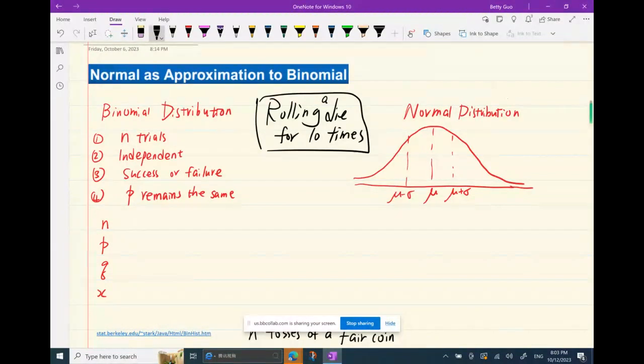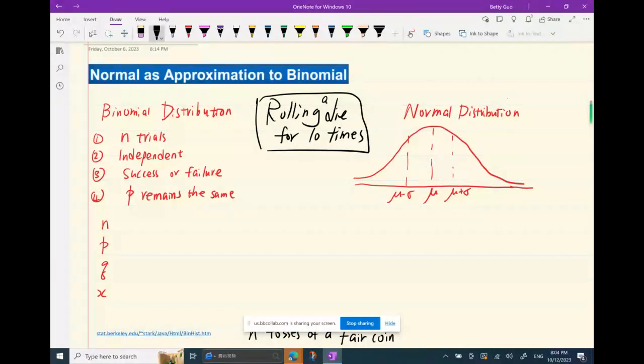The binomial distribution procedure satisfies four conditions. The first condition, there are fixed trials. Here we have 10 trials. I rolled the die the first time, that's the first trial. I rolled it again, the second trial, and so on. I roll the die the 10th time, that is the 10th trial. So the number of trials is a fixed number, n. That's the first condition.